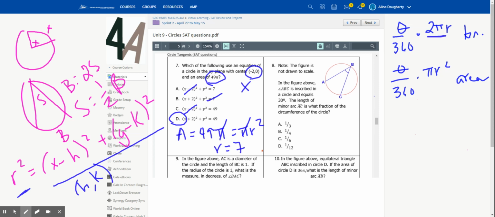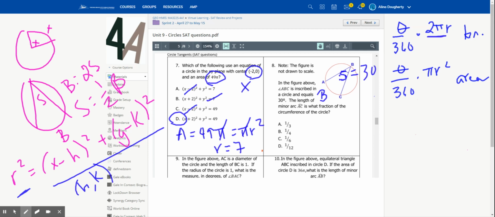Number 8, the figure is not drawn to scale. In the figure above, ABC is inscribed, so automatically I'm thinking small and big. Small is half the size of the big, or the big is twice the size of the small. Angle ABC equals 30. The length of the minor arc AC is what fraction of the circumference of the circle?